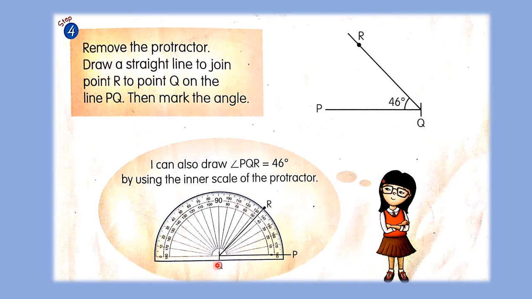But if you are drawing on the other side, that means drawing this P to this side, with the vertex on the left-hand side, then you have to use the inner scale to measure. However, when you are drawing angles, you have to start with 0 degrees. Whether you take the size from the inner scale or outer scale depends on the size of the angles and the way you are drawing those lines.